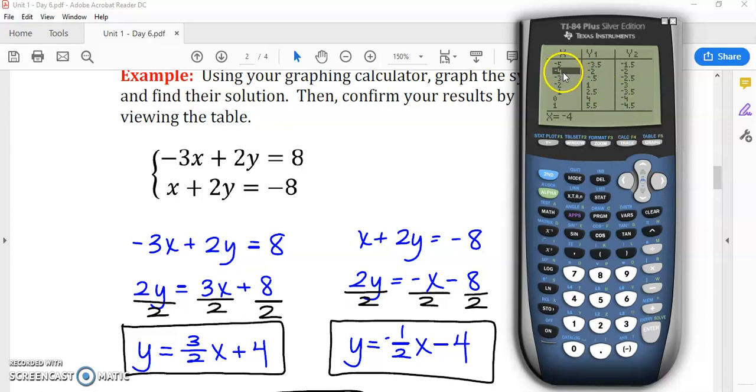This input of negative 4 gives me the same output on both graphs, and that's going to be the only time that that happens. I could scroll through this list forever. The y1 and y2 values are never going to match again, except for the point negative 4, negative 2.